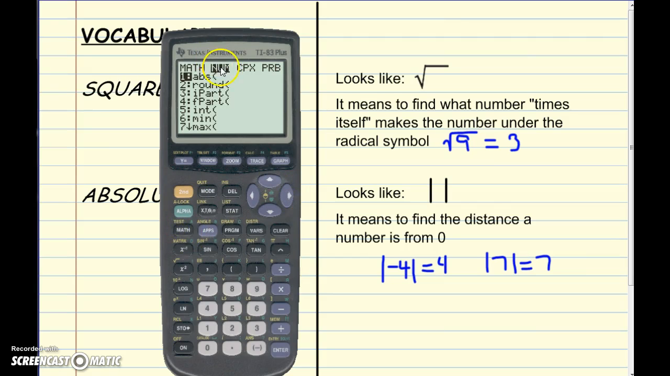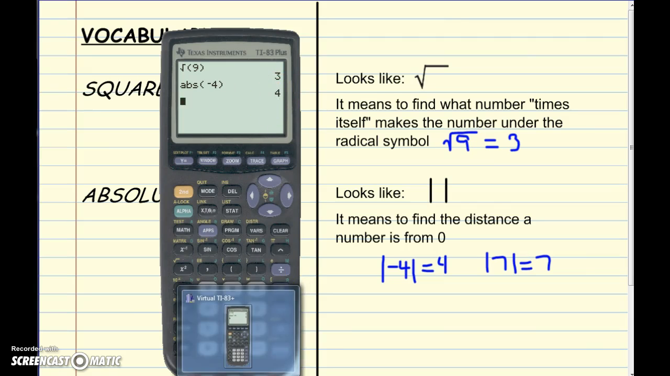Move it over to Number, and the first one is ABS, that stands for absolute value, so go ahead and hit Enter. Whatever's inside your absolute value symbol, you're going to put in there. I'm actually going to put -4. I'm going to close it off with parentheses, and then hit Enter. So there again is my answer of 4.